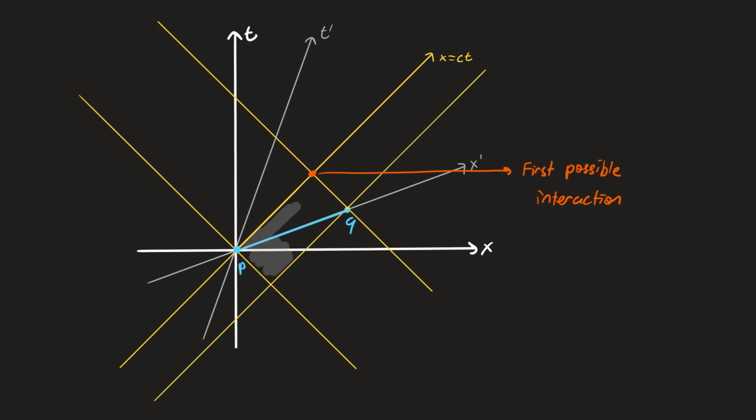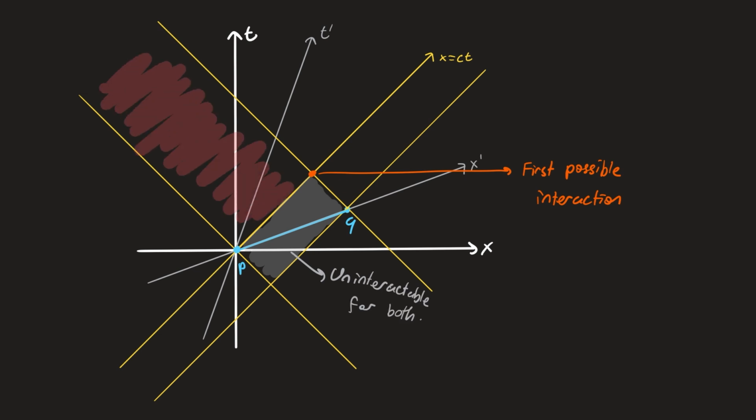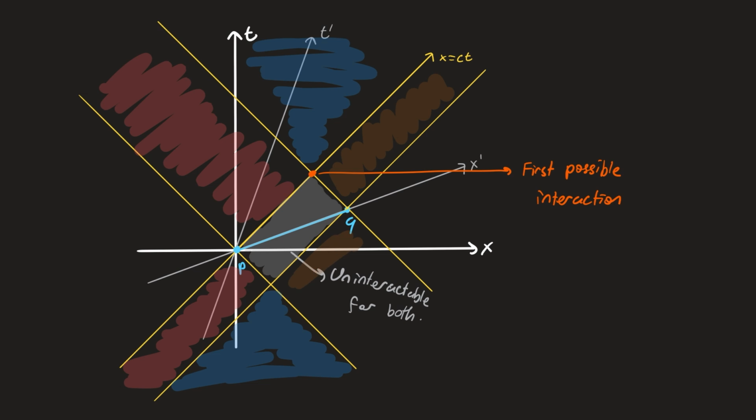Now, the region that is enclosed between them is the uninteractable region for both of them. And around it, we have the uninteractable regions for P and Q respectively. But this time, since they are space-like separated, P can never evolve into Q. The blue region is the common region where they can both get information from and can interact with or could have interacted with.